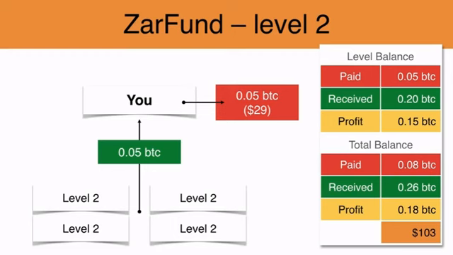Once you spend your 0.5 BTC, it will reflect in your level balance as 0.5. You would receive 0.20 with all 4 0.5s. Hope that makes sense as well. Your profit will be 0.5 once you complete your level 2. And if you look at the bottom, $103 will show, reflecting your level 2 being completed.